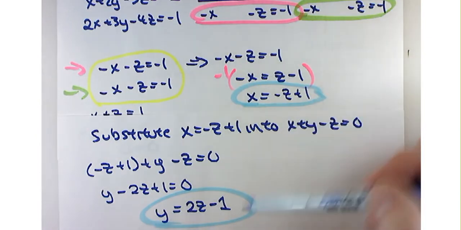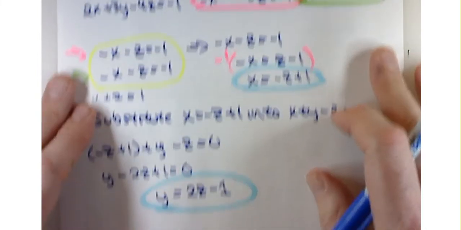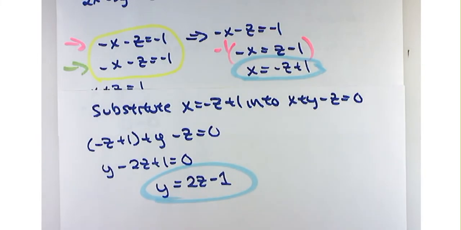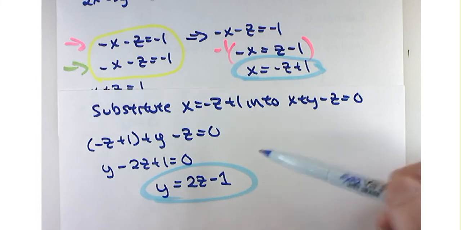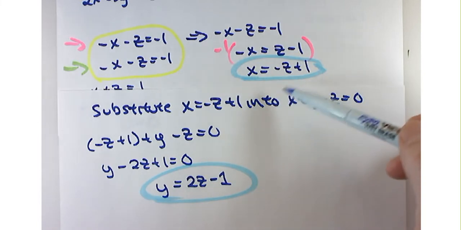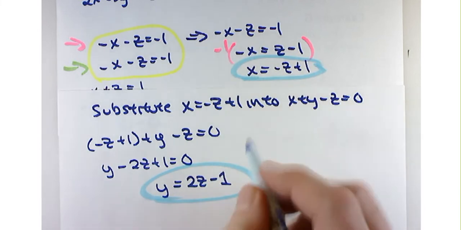Here's my x, here's my y. Problem is, I don't know what z is. This is what's called an underdetermined situation, or underdetermined system of equations. I just don't have enough information to figure out what z is. If I had a value for z, then I could plug it in and get a value for x and a value for y.